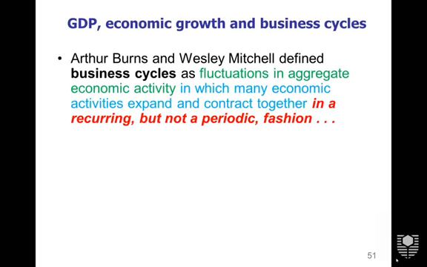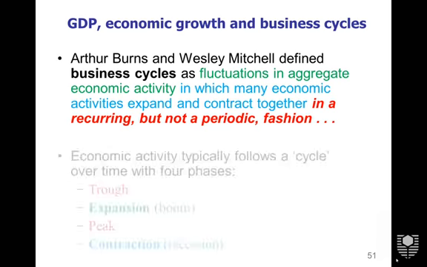Business cycles. So what are the business cycles? They are the fluctuations in aggregate economic activity. Now what is aggregate economic activity? GDP, unemployment, inflation. These are the main representatives. So it considers the fluctuations in the aggregate economic activity in which many economic activities expand and contract together in a recurring but not a periodic fashion. So that means they happen again and again, but we can't predict them because they are not in a periodic fashion.